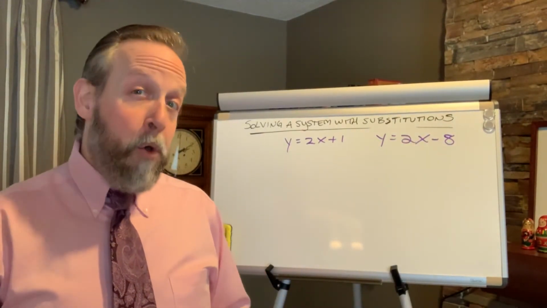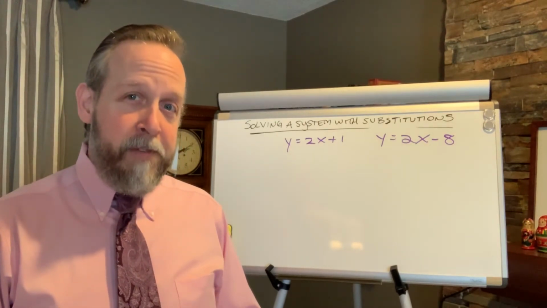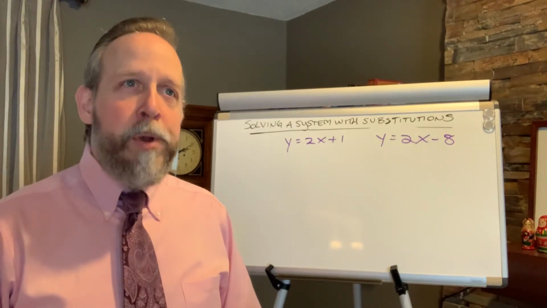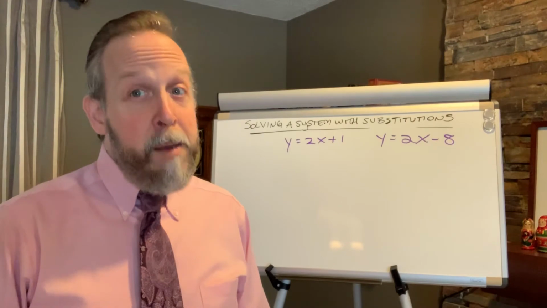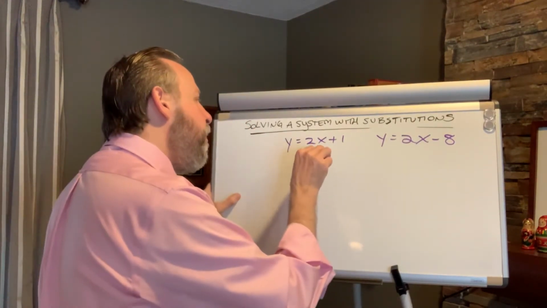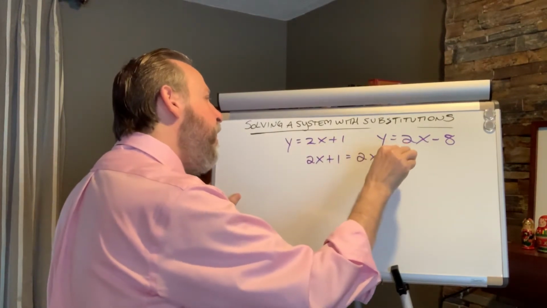Hopefully you guys can see already the slopes are the same, but the y-intercepts are different, and that defines parallel lines. Parallel lines never cross, so we already know this particular system will have no solution. But let's see what happens. Since they're in slope-intercept form, I'm going to set them equal to each other. 2x plus 1 equals 2x minus 8.